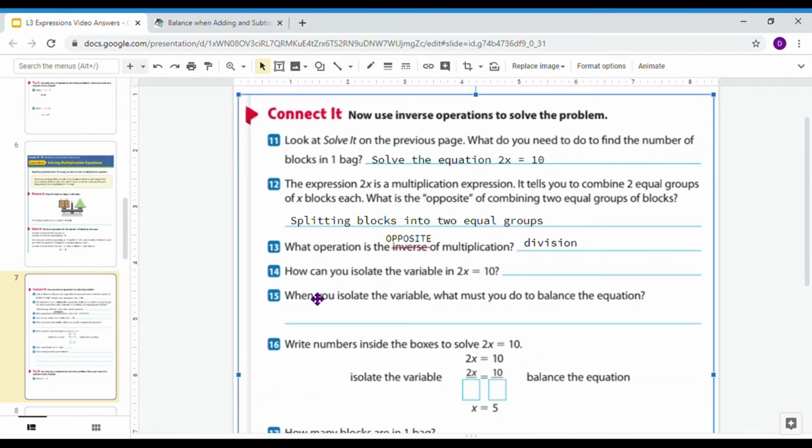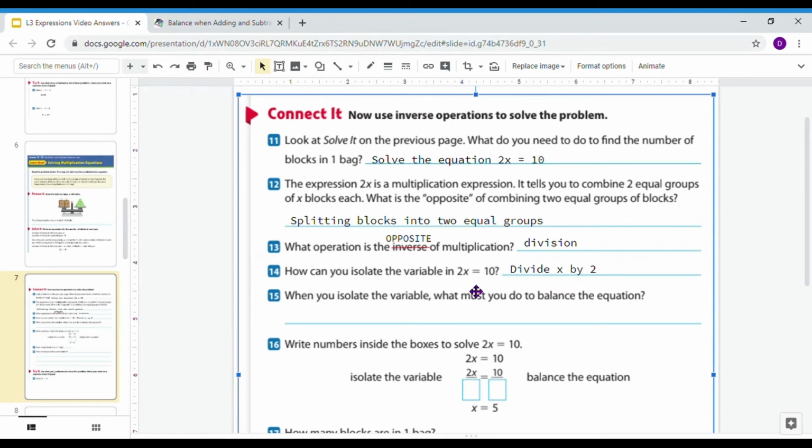So how can we isolate the variable in 2x equals 10? Remembering isolating the variable is to get it all by itself. So if 2 is multiplying x, in order to get it all by itself, we're going to have to divide x by 2.